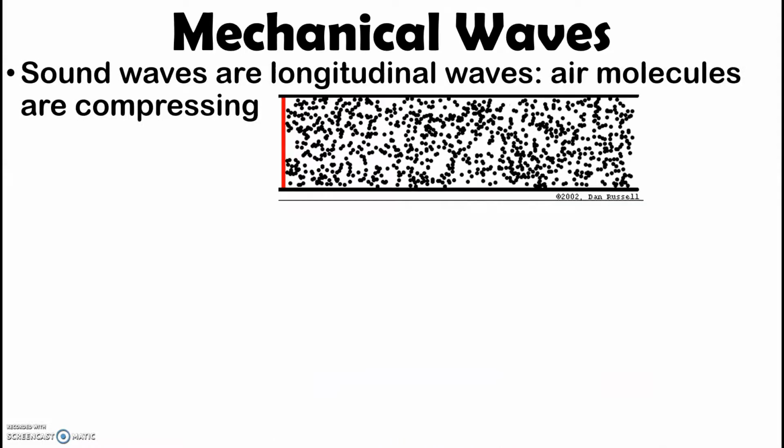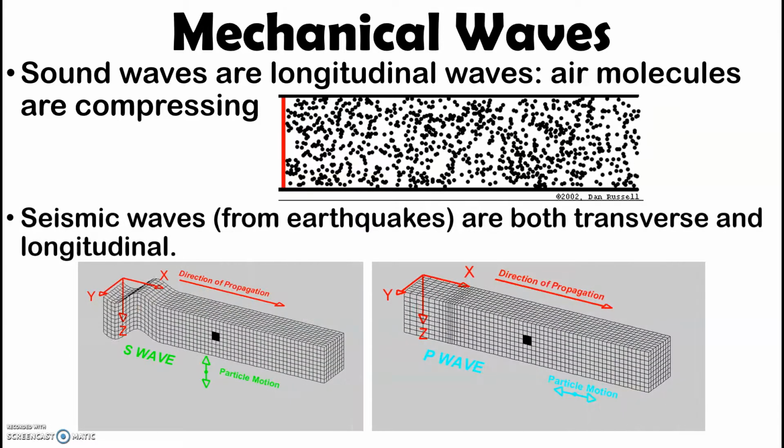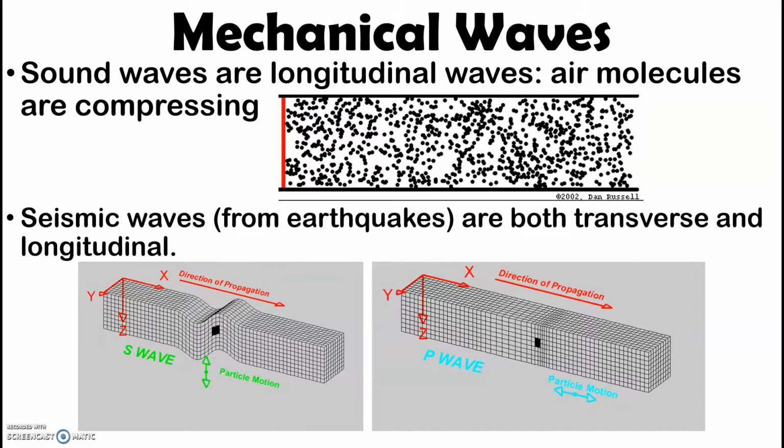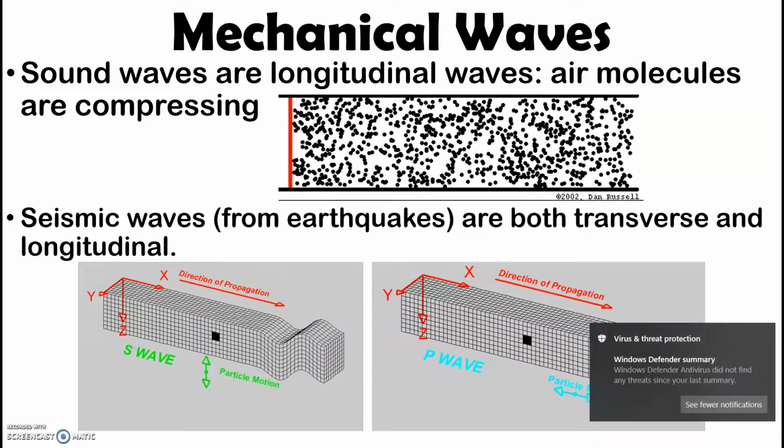Next, sound waves are longitudinal waves. The air molecules are compressing, as you can see by this graphic here. There is a compression at the beginning of this graphic, and then the sound passes through the air molecules. Right. Seismic waves are also longitudinal waves and transverse waves.